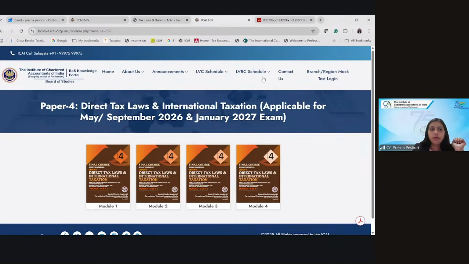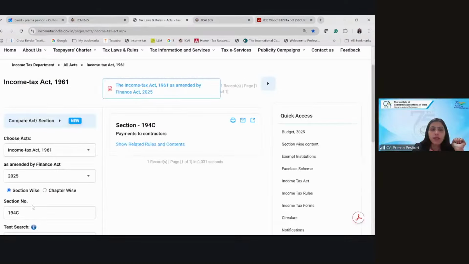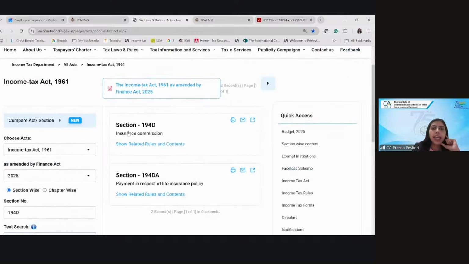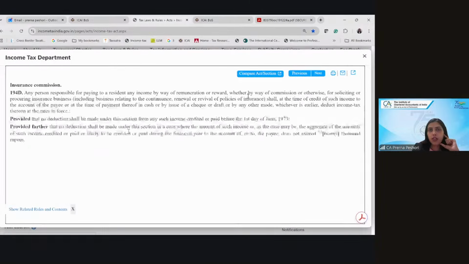Next is 194D. Insurance commission. What does it say? Any person responsible for paying to a resident. So who is the payer? Any person. Let us write down simultaneously.